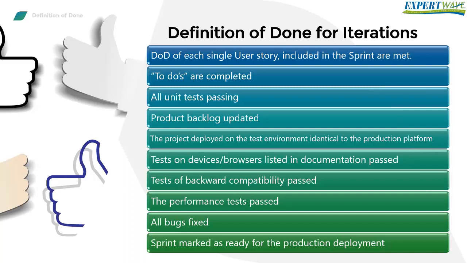The product deployed on the test environment identical to the production platform. Tests on devices or browsers listed in documentation passed. Tests of backward compatibility passed. The performance tests passed. All bugs fixed. Sprint marked as ready for the production deployment by the product owner. At this point, the software is potentially releasable because the iteration has been successfully completed, but not all iterations result in a release.